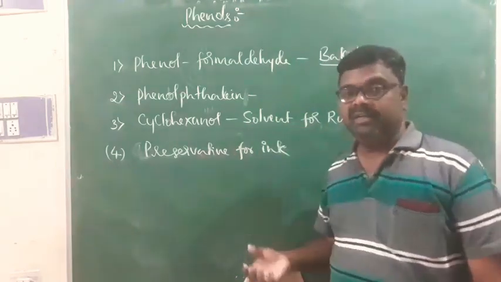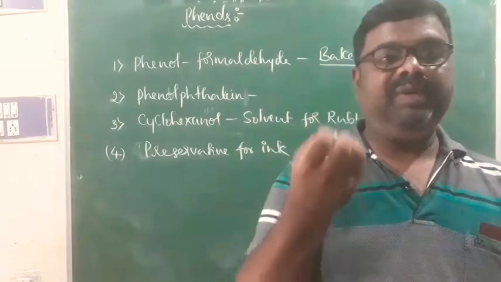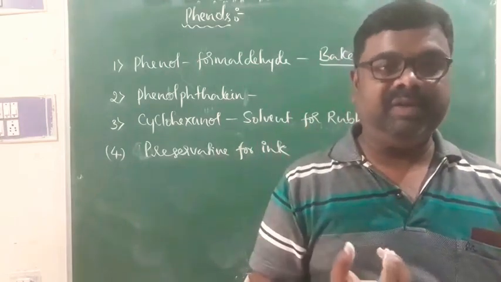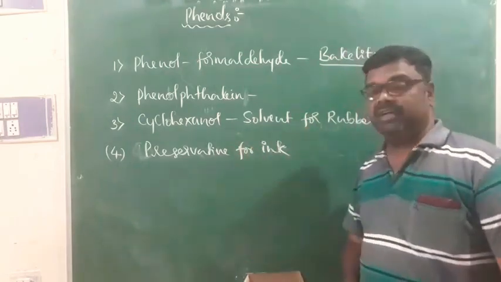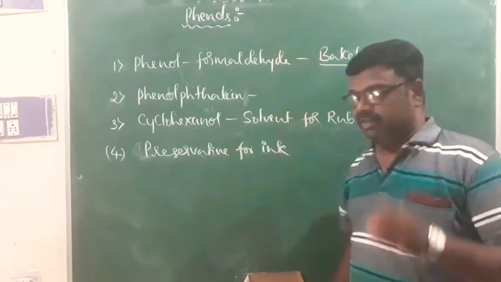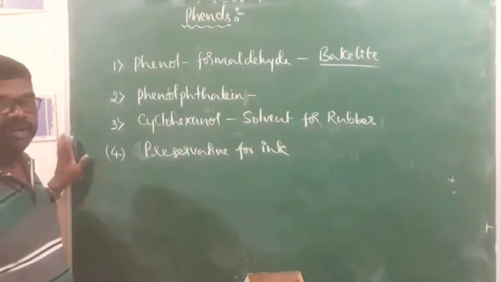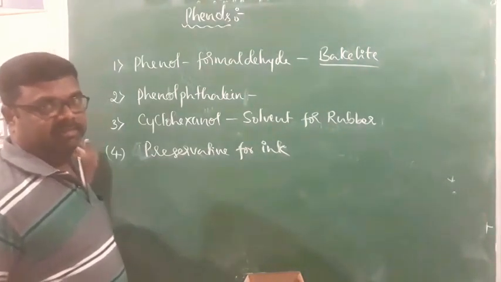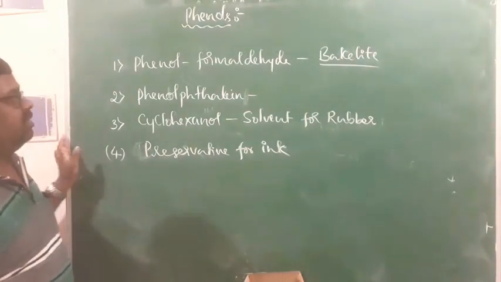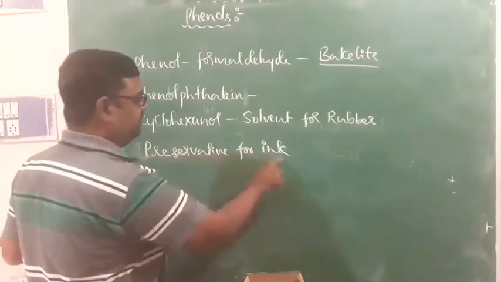If phenol is not added, that blue colored organic compound will be precipitated after a few days. Because of that, phenol is added to ink in order to avoid coagulation of the blue colored dye in ink, and that is why it is used as a preservative for ink.